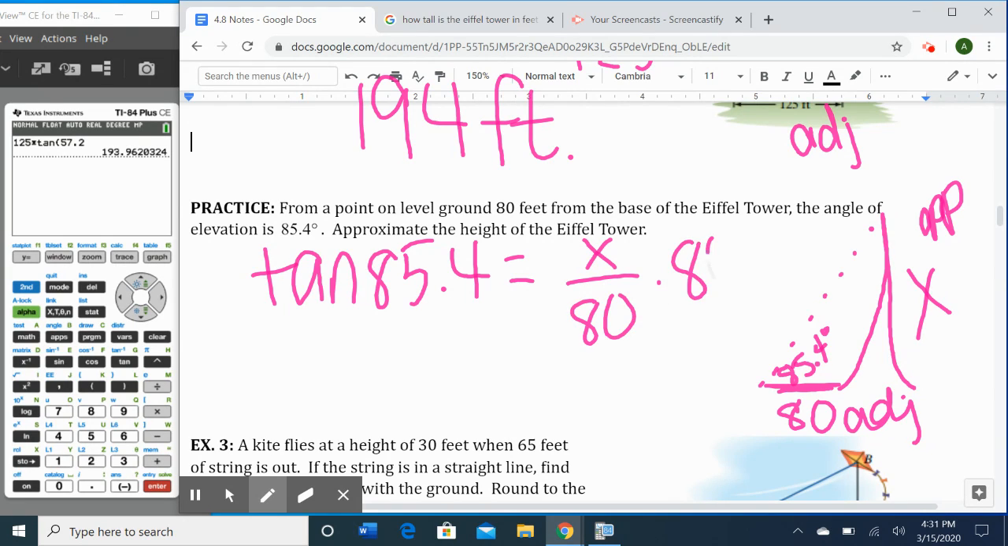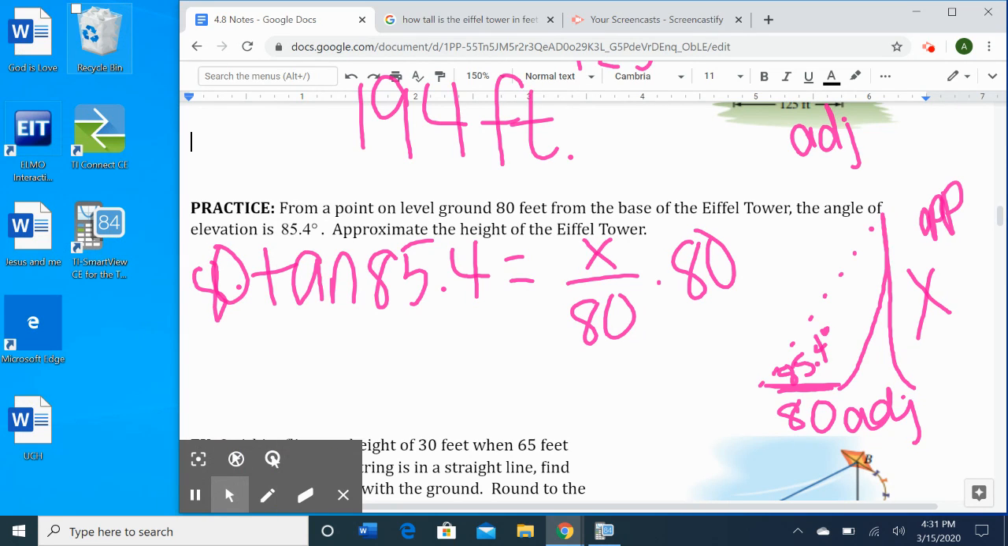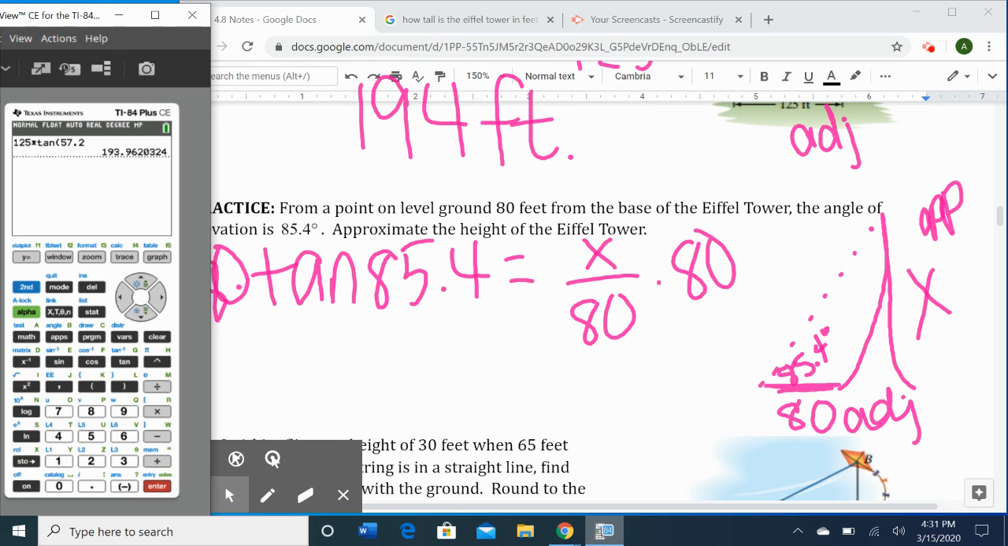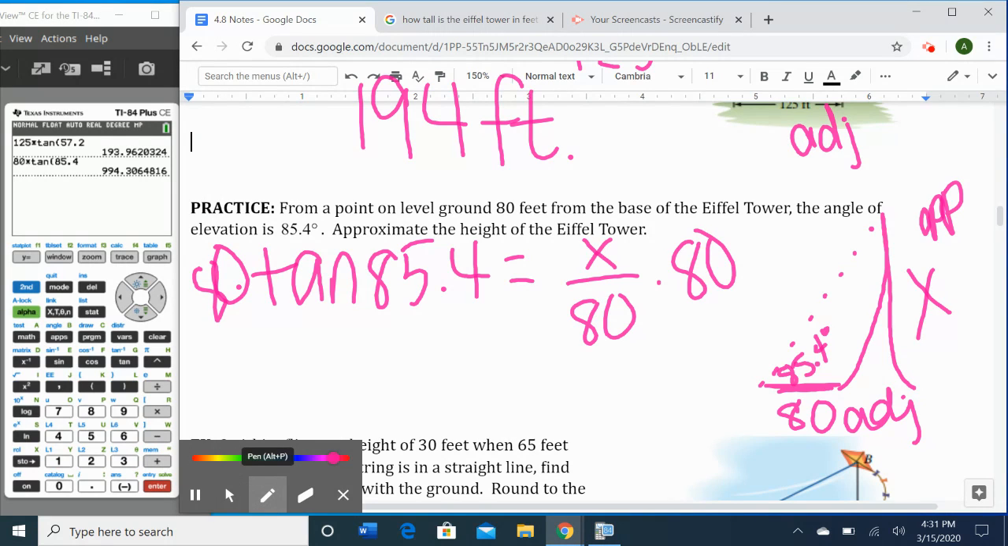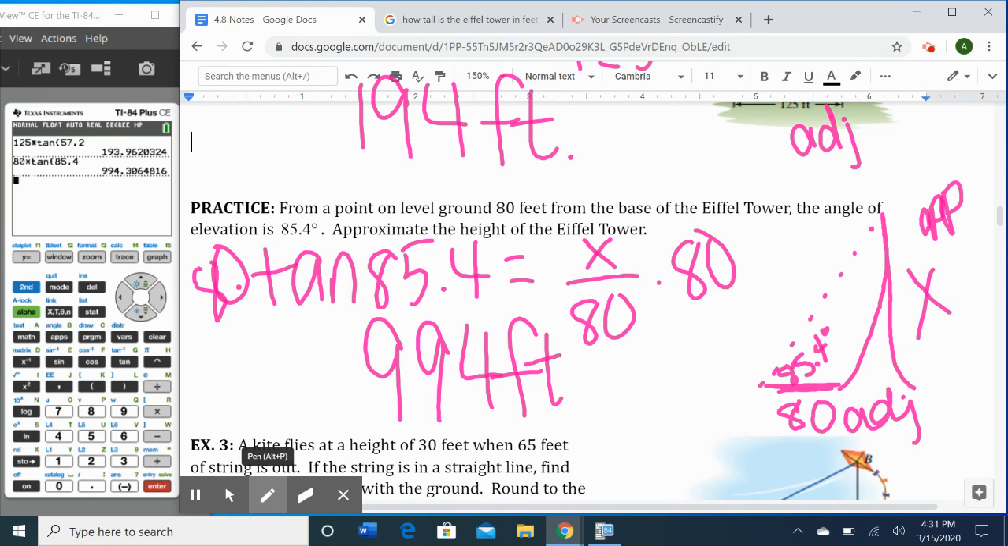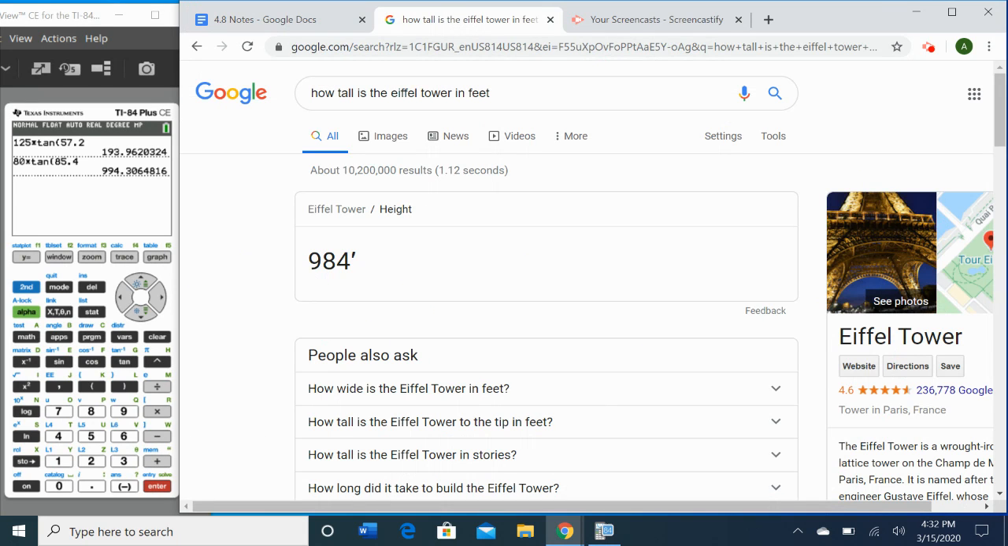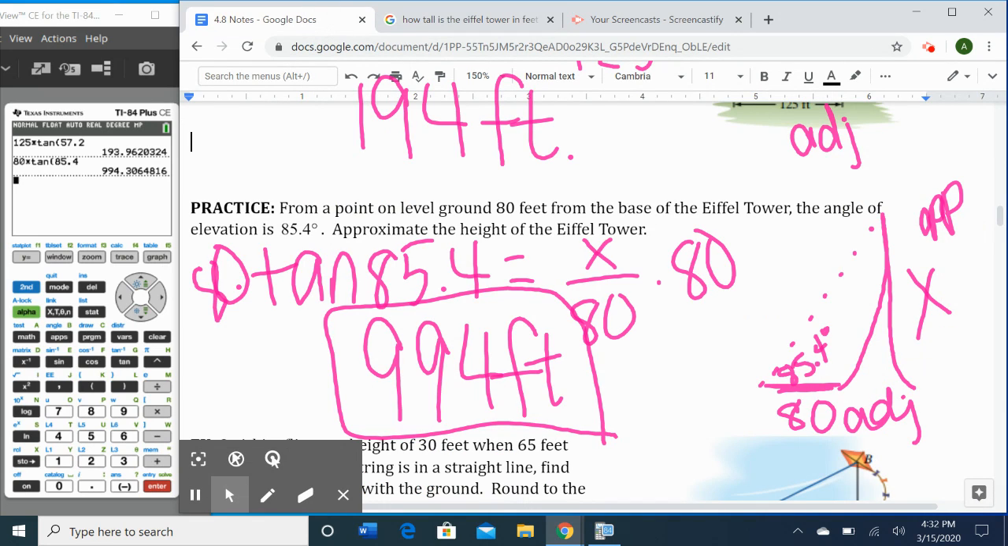which is 80. When I multiply both sides by 80, I'm going to get, oh, that is not what I meant to do. I'm going to take 80 times the tangent of 85.4 to get, they don't tell me, rounded to the nearest, we'll just do nearest foot, 994 feet. And just because I can, I Googled how tall is the Eiffel Tower. It says 984 feet, which is pretty close. So this math could have been a little more accurate, but it's still okay.